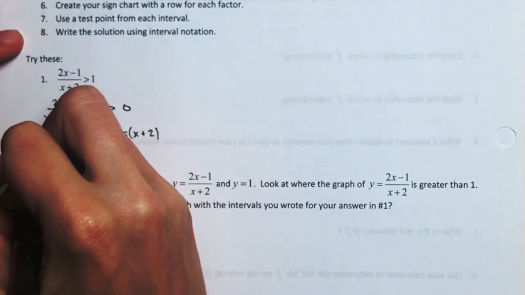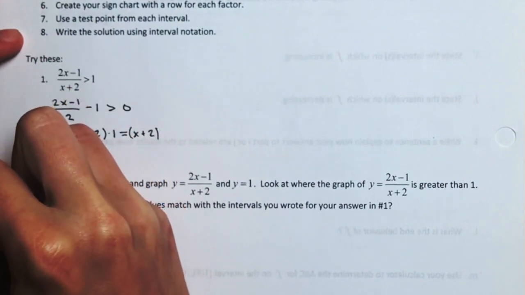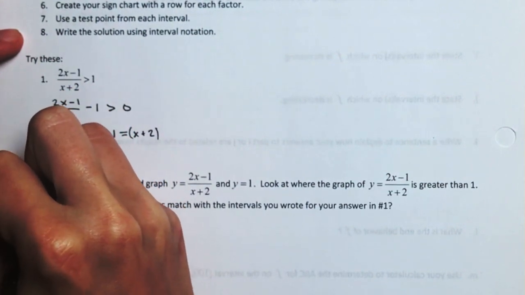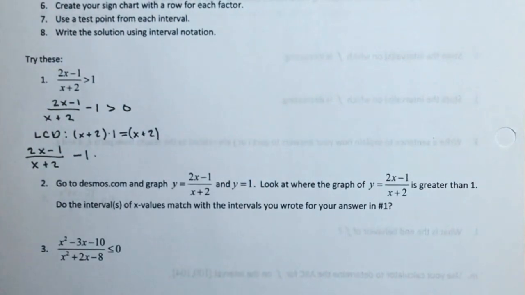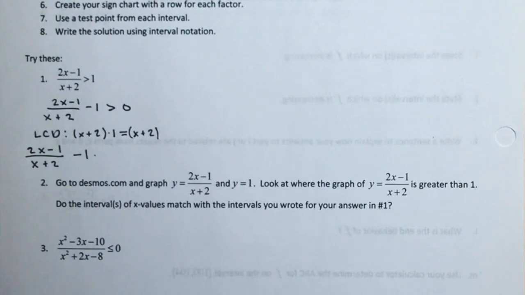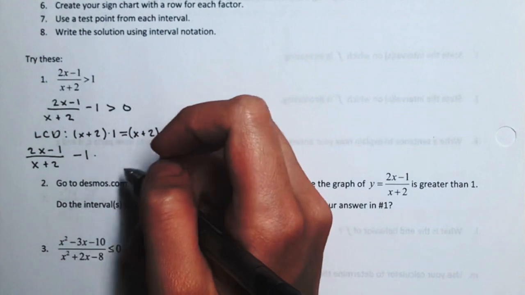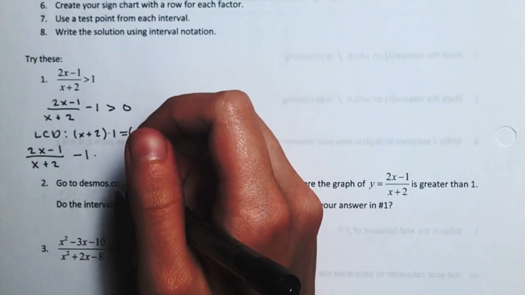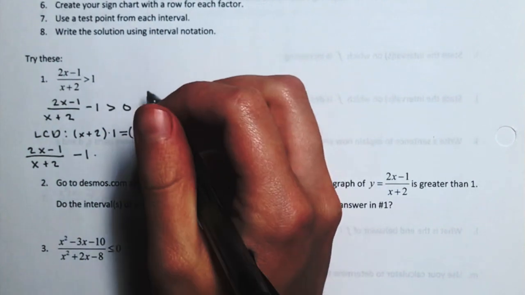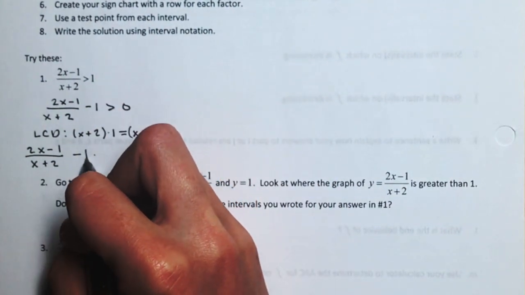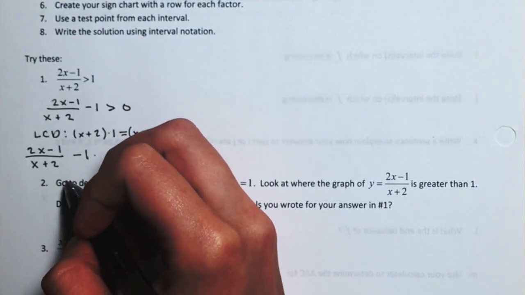Well, now I've got 2x minus 1 over x plus 2. How can I change this minus 1 to have that common denominator? We have to do something that doesn't change it, right? So things that don't change something are adding by 0 or multiplying by 1, right? So is there a way that I could multiply 1 by 1 but make it have the least common denominator we need?